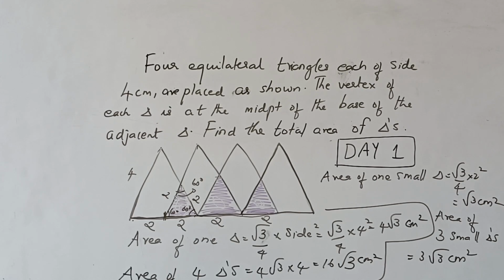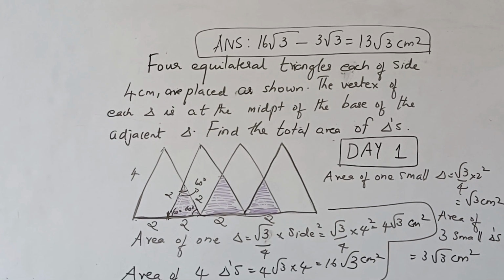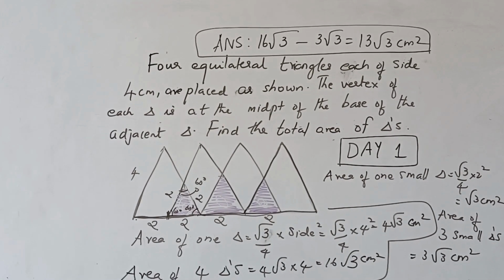So, now we need to subtract 3 root 3 from 16 root 3. So, 16 root 3 minus 3 root 3 will give us 13 root 3 centimeter square. I have written the answer above the question. The answer is the area of the bigger triangles, which is 16 root 3, minus the area of the 3 smaller triangles, which is 3 root 3. So, it will give us 13 root 3 centimeter square.